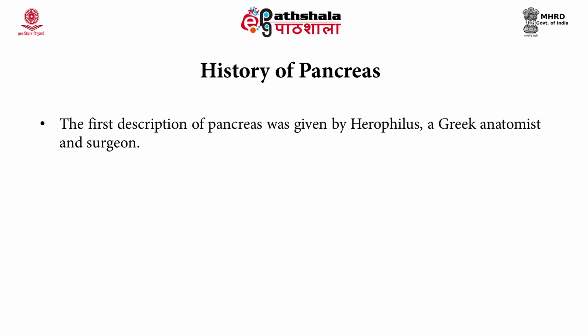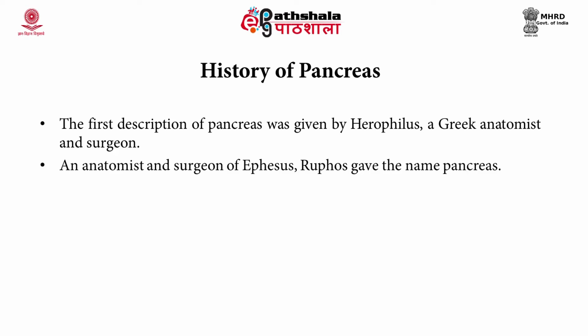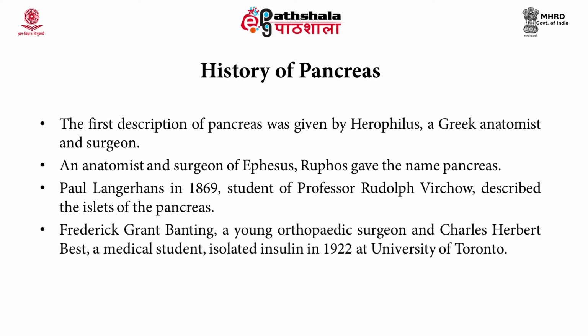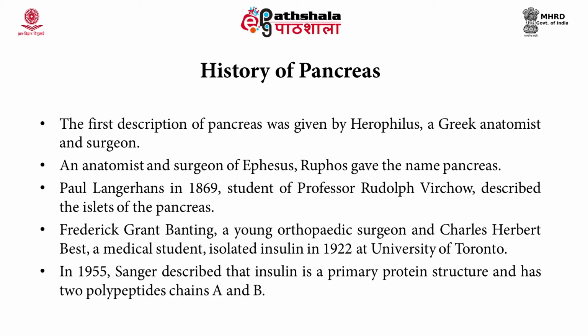The term pancreas was given by the Greek anatomist and surgeon Herophilus. The anatomist and surgeon Rufus also gave the name pancreas. Paul Langerhans, in 1869, a student of Rudolf Virchow, first described the islets of the pancreas, hence they are named the islets of Langerhans. In 1922, Best and Banting discovered insulin. In 1955, Sanger first described the primary structure of insulin and said that it is made up of two polypeptide chains, chain A and chain B.